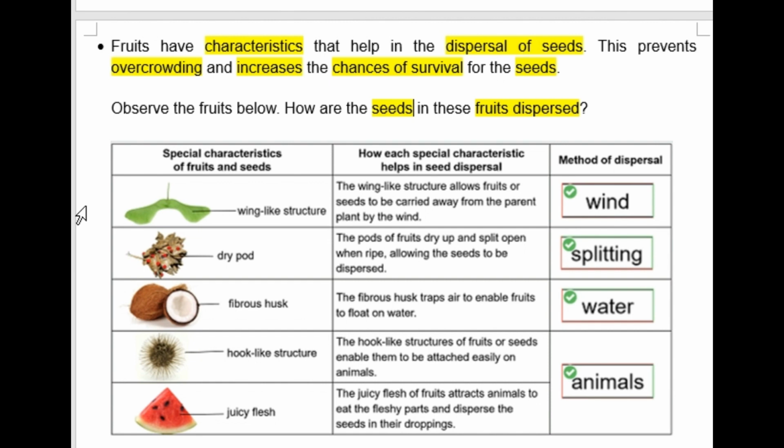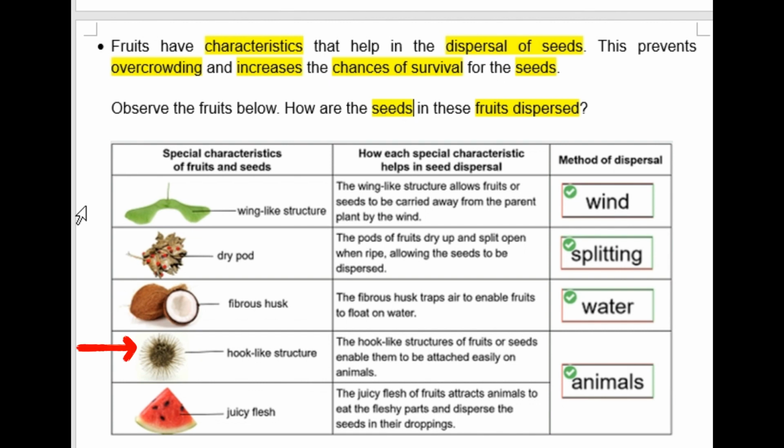Special characteristics of fruits and seeds: fibrous husk. How each special characteristic helps in seed dispersal: The fibrous husk traps air to enable fruits to float on water. Method of dispersal: water.